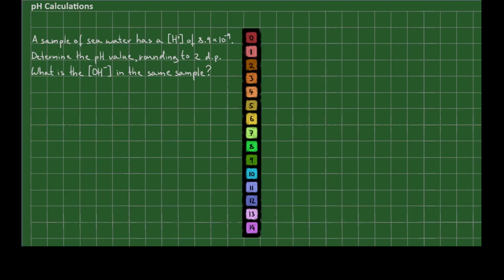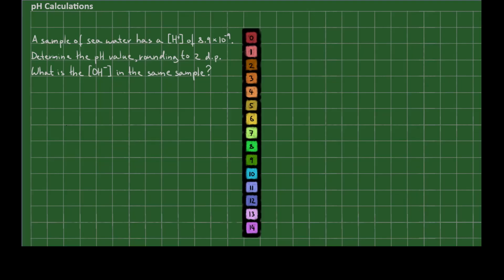In the first problem we have a sample of seawater that has a hydrogen ion concentration of 8.9 times 10 to the power of -9. We need to determine the pH value, rounding it to 2 decimal places. And there is a bonus question. What is the hydroxide ion concentration in the same sample?